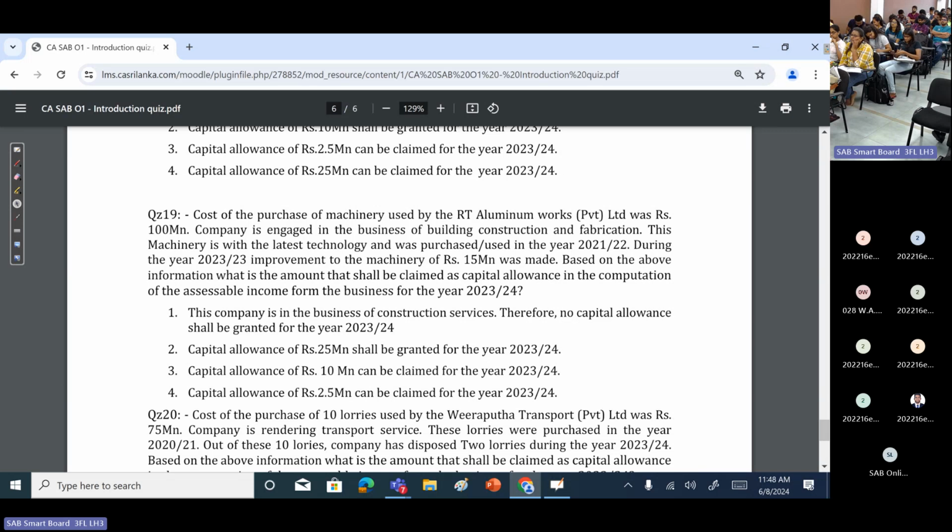Based on the above information, what is the amount that shall be claimed as capital allowance in the computation of assessable income for the business for the year 23-24? How much we can claim?